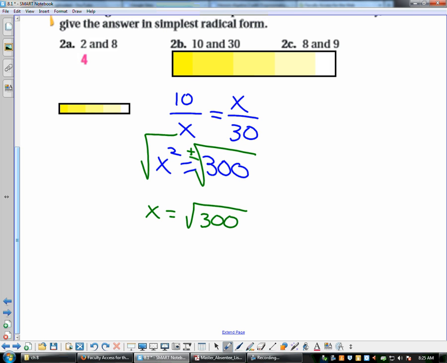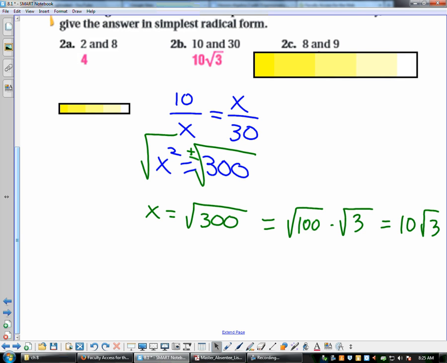Can we simplify that? I still have my list. People watching this video can't see, but I have my list of perfect squares next to the smart board. What perfect square divides into 300? 100. So I can rewrite this as the square root of 100 times the square root of 3, so my answer should be 10 times the square root of 3. Do we agree? So that 10 square root of 3 would be the geometric mean between 10 and 30? It is. All right, what about the geometric mean between 8 and 9? Can you work on that one, please?